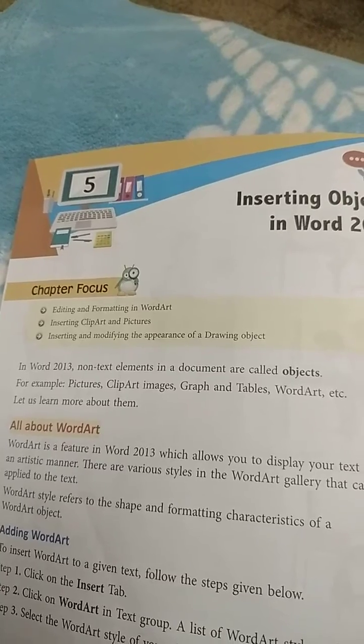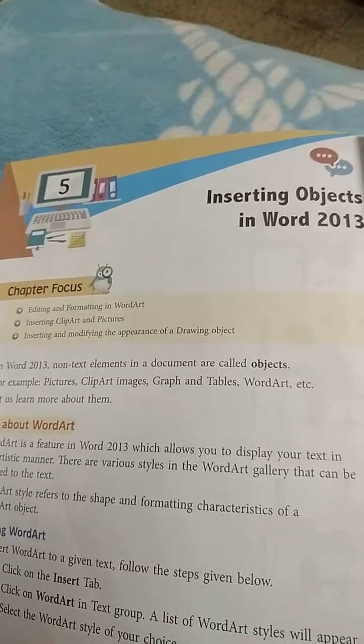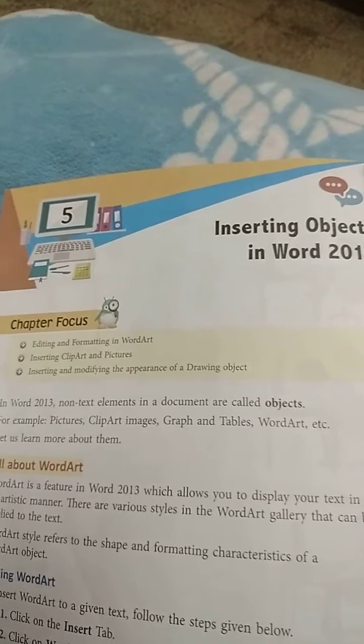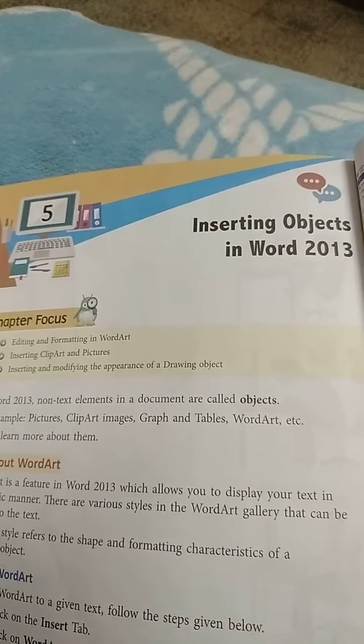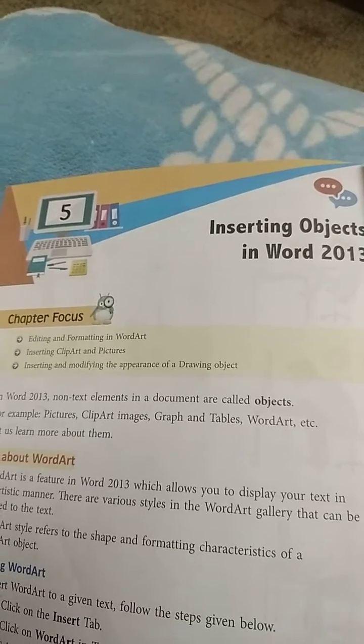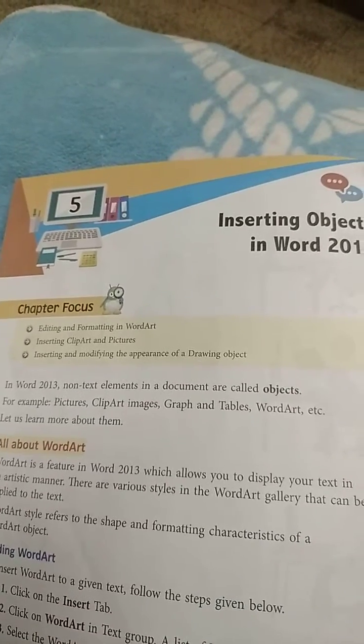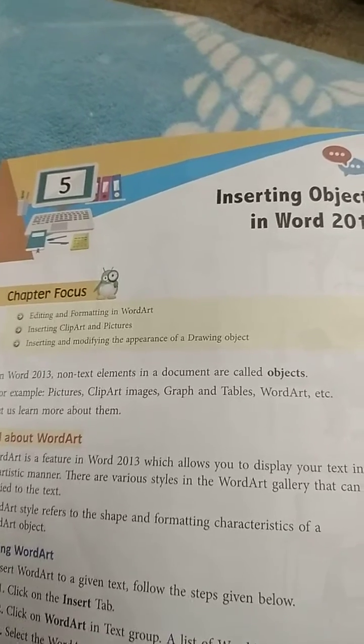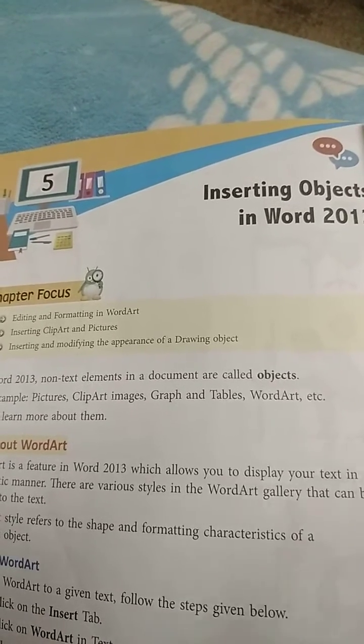All about word art. Word art, it is a feature in 2013 which allows you to display your text in an artistic manner. That means if you want to say something in an artistic manner, that means using pictures, images, or else tables, something, then by using this word art you can express your feelings. That means you can say whatever you want to say.